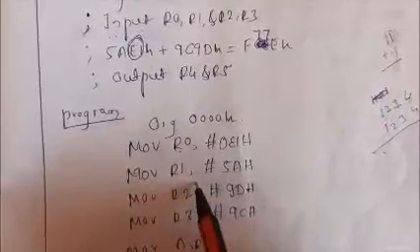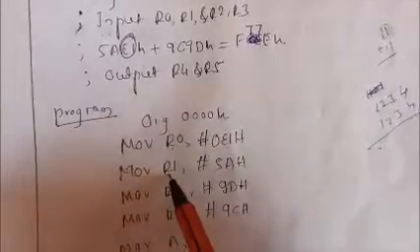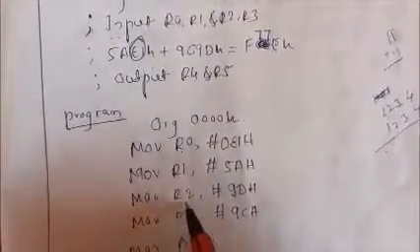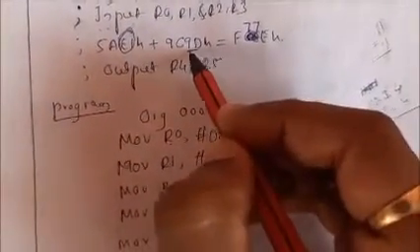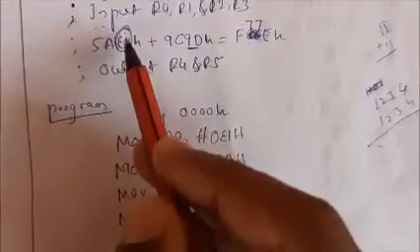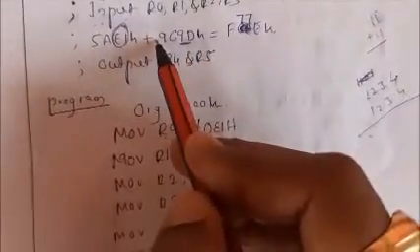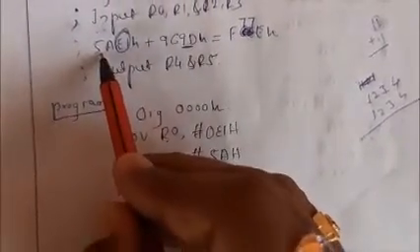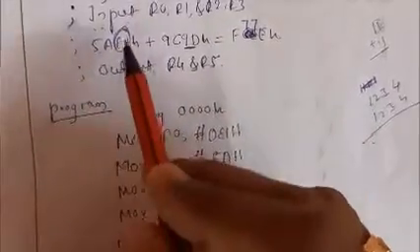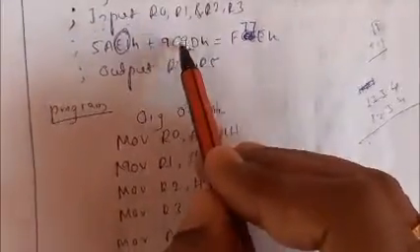Similarly, MOV R1, #5AH. So the next number 5A I am loading to register R1. Similarly, MOV R2, #9DH. So this number I am taking is 9D. You have to take from the lower byte to the higher byte. First you have to take the lower byte, then the next higher byte. Don't consider the first number and second number as lower and higher, otherwise your entire calculation becomes wrong. First take the lower byte, next the higher byte. Second number again lower byte, next higher byte.